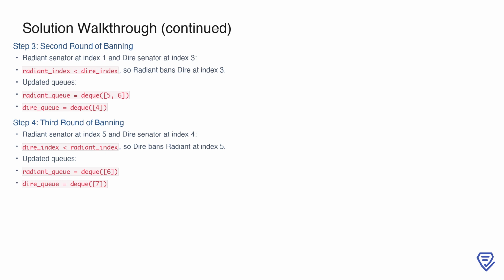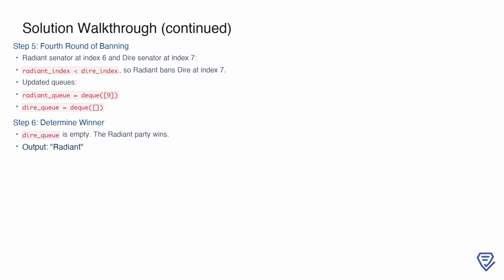In the third round, the radiant senator at index 5 and the dire senator at index 4 are dequeued. This time, the dire senator's index is smaller, so it bans the radiant senator at index 5. The dire senator is re-enqueued with a new index of 7. The radiant queue now contains 6, and the dire queue contains 7. In the fourth round of banning, the radiant senator at index 6 and the dire senator at index 7 are dequeued.